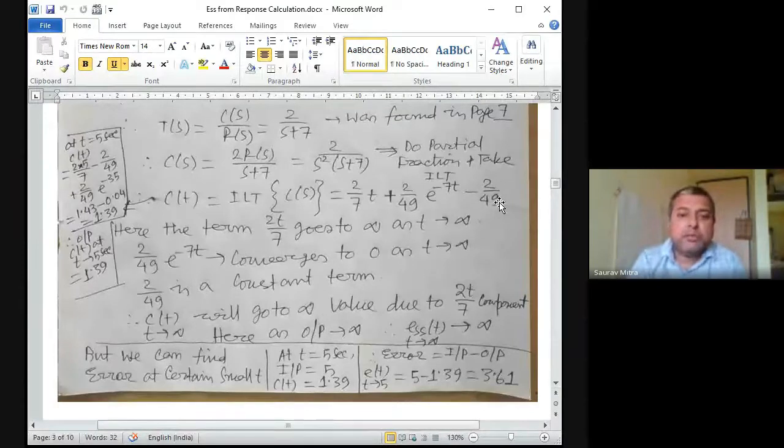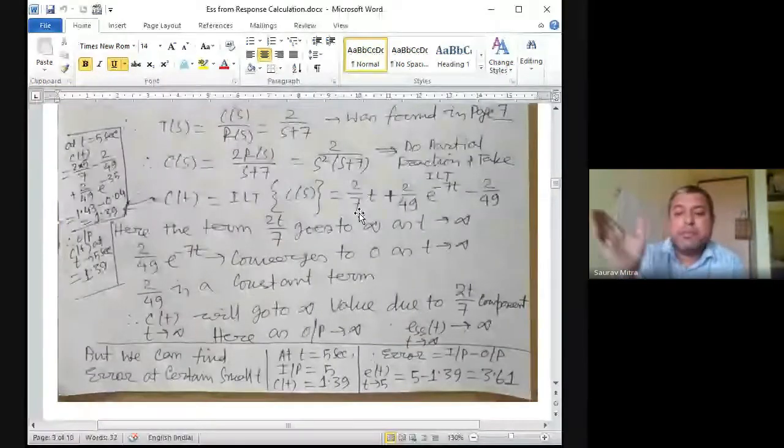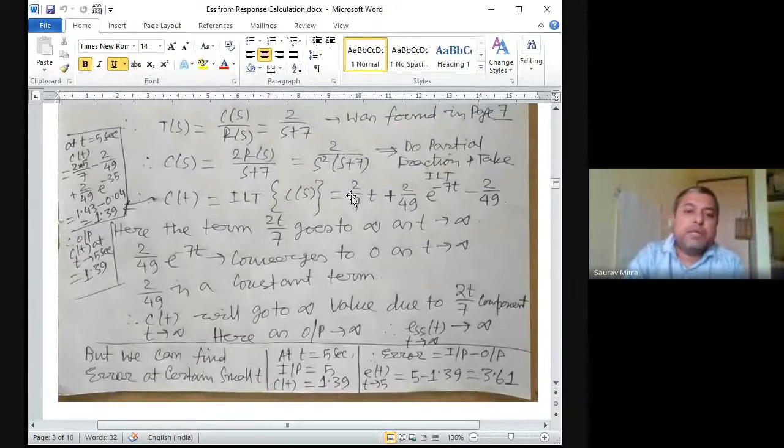In our lab, I told you that there are 3 parts here. This is the static part. For any kind of time, this minus 2 by 49 will be there. So this DC is not a time dependent part. This will always be there, minus 2 by 49. Now this 2 by 49 e raised to minus 7t is a diminishing part. As time increases, this part will become 0. And 2t by 7, this part will be diverging. So this is the unstable part in the output. This will make the output unstable because there is an ever increasing part.